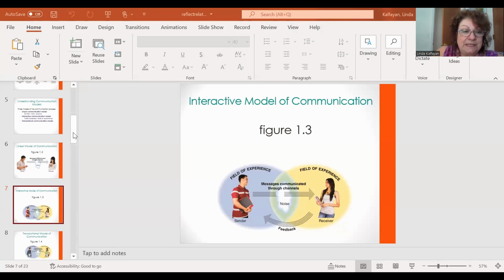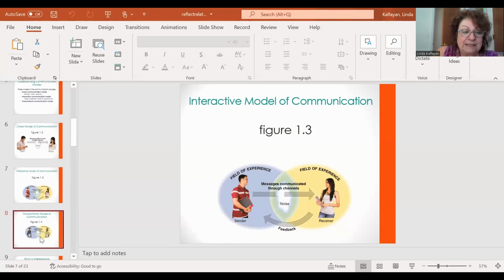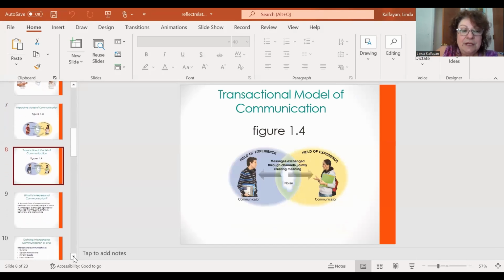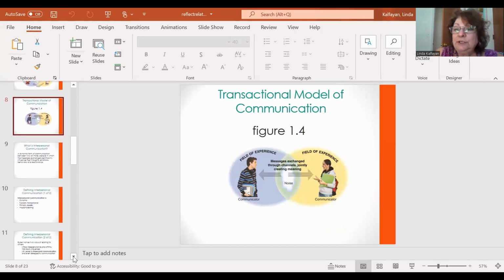Okay, so now we're going to get to our next model, which is the model used for interpersonal communication, and that's transactional. And what is the difference? Well, here we see that a speaker speaks, a listener listens, and then feedback.